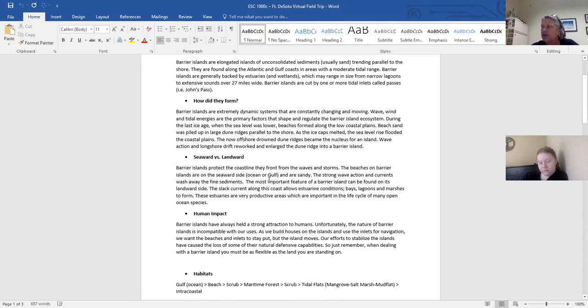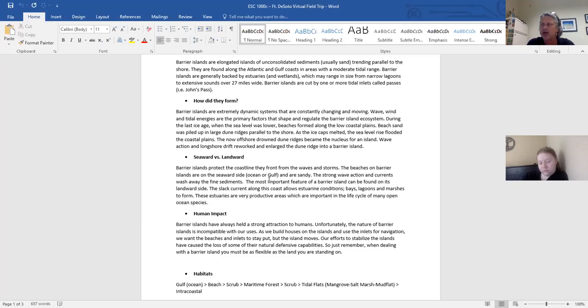The seaward side, which would be the Gulf here or the Atlantic, they're beach, sand deposition. The smaller sediments, the silts and the clays, are all washed away by waves. So it's very sandy. If it were stronger, like up north a little bit, they tend to be rockier. On the landward side, you have deposition because the waves aren't coming in. You just have ebbs and flows of the tide, and that deposits fine sediments.